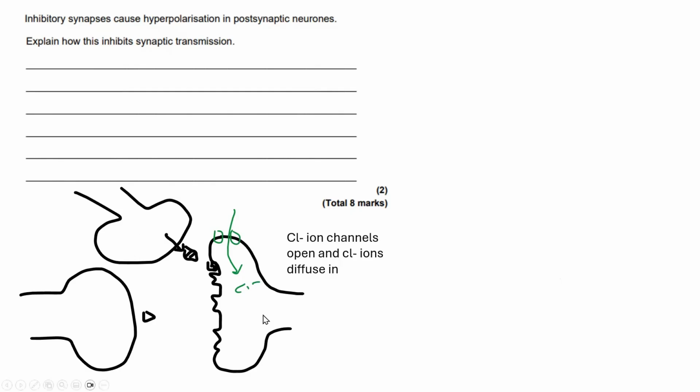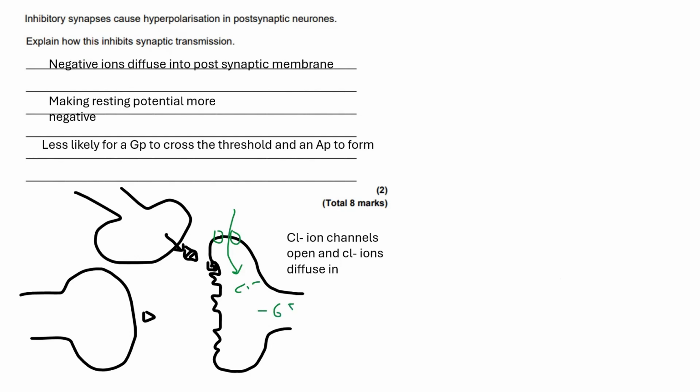Now, instead of this being minus 65, what can happen there when negative ions diffuse into the postsynaptic membrane? It can make the resting potential more negative. Now, it's very key that you don't say reduce the resting potential. The resting potential is going to get bigger, right? If it gets more negative, then the difference between it and the outside is larger. Okay, so don't say it reduces it. It can make it more negative, i.e., instead of being minus 65, it could go to minus 100, let's say, or minus 120 millivolts, hyperpolarized, much more negative.